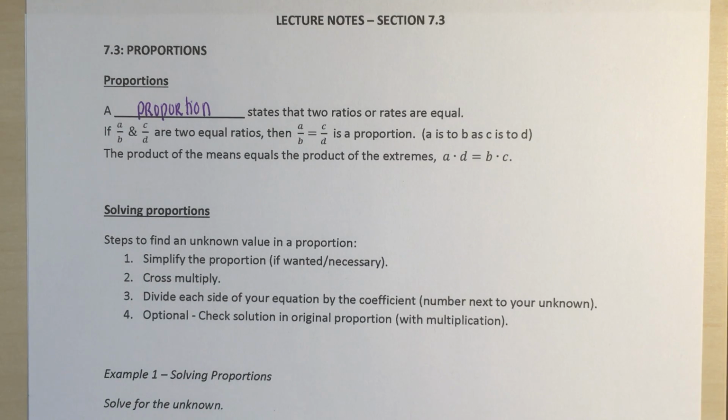All of these little mini equations are going to be solved using the same exact step for step 3. We're going to divide each side of our equation by our coefficient, which is the number next to our unknown, the number next to our variable. Then the last step, you can feel free to check your solutions in your original proportion. Go through, do the cross multiplication again, and make sure it works. I'm not necessarily going to show the checking step for all of these. We're just going to go through the rest of the steps.